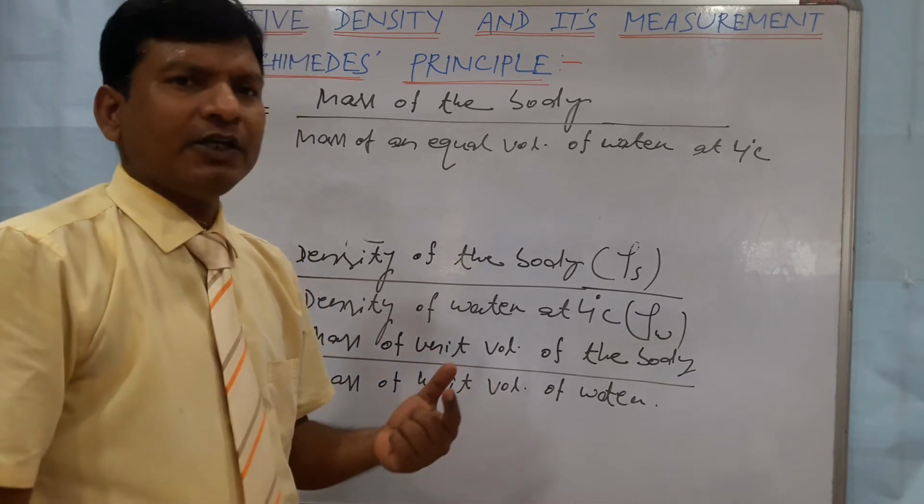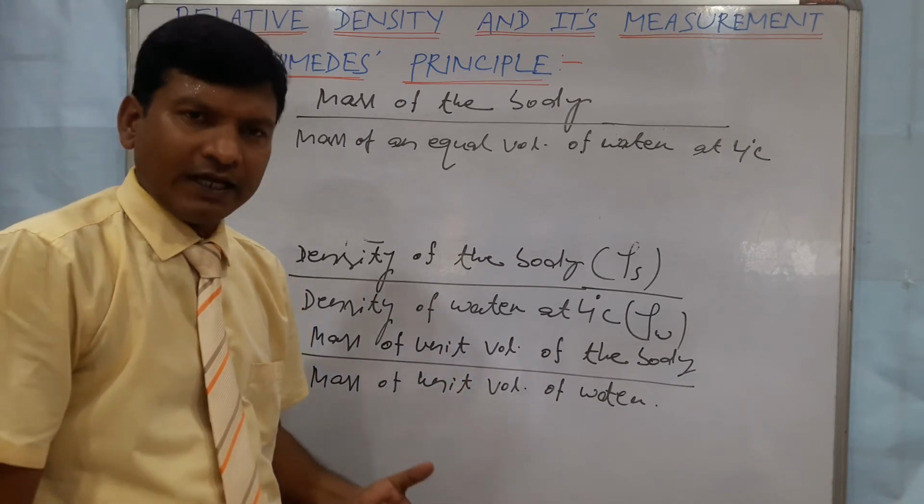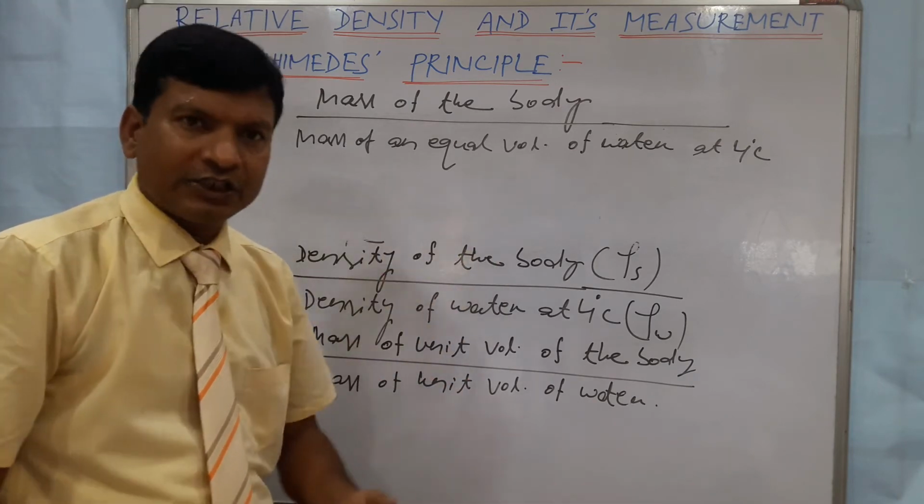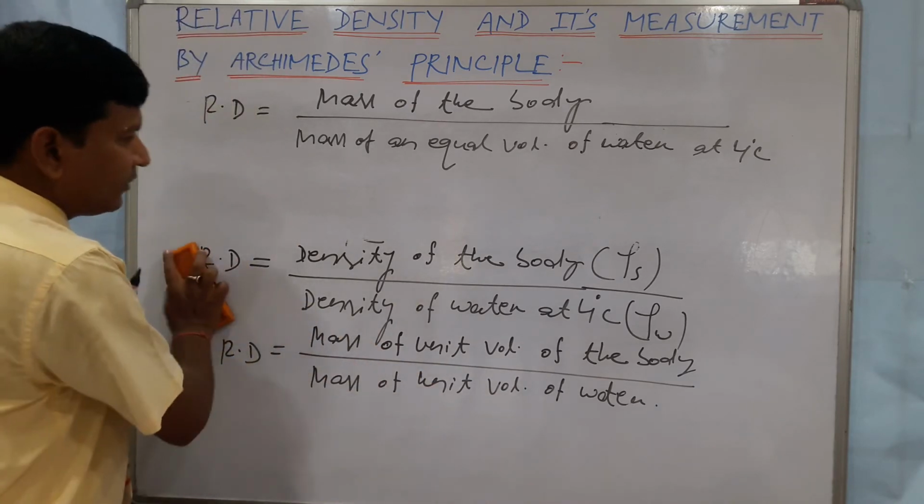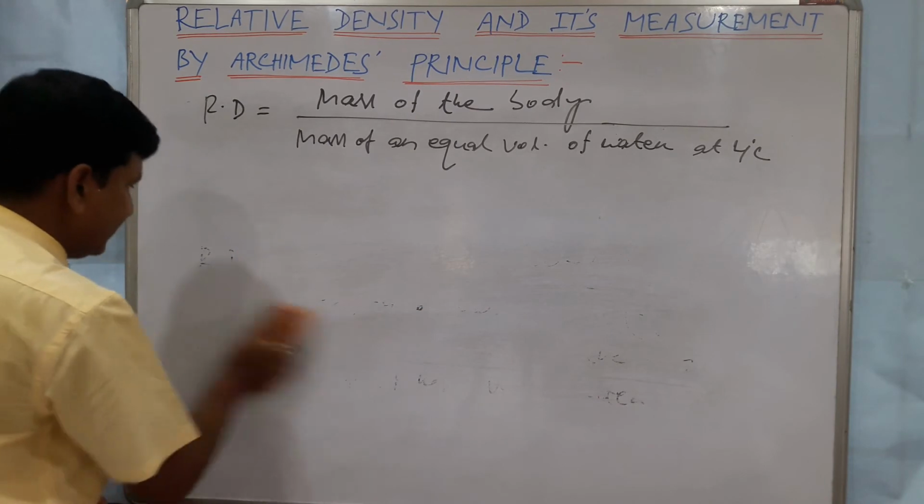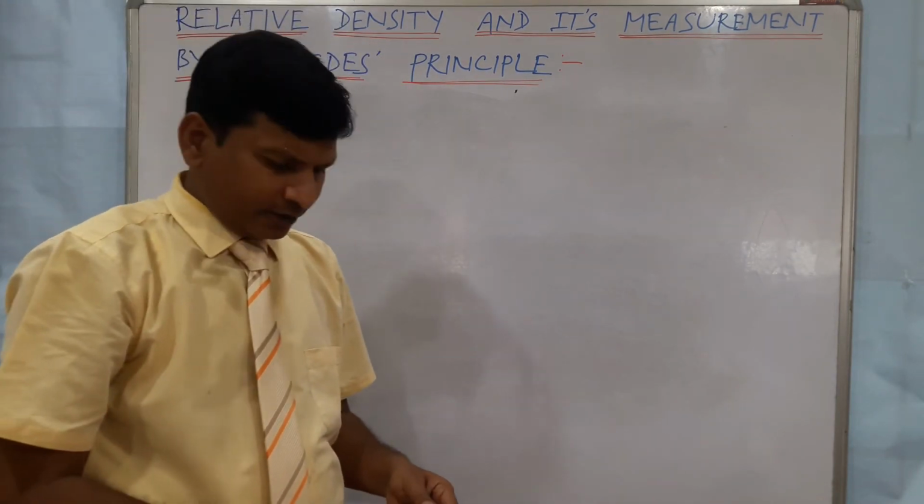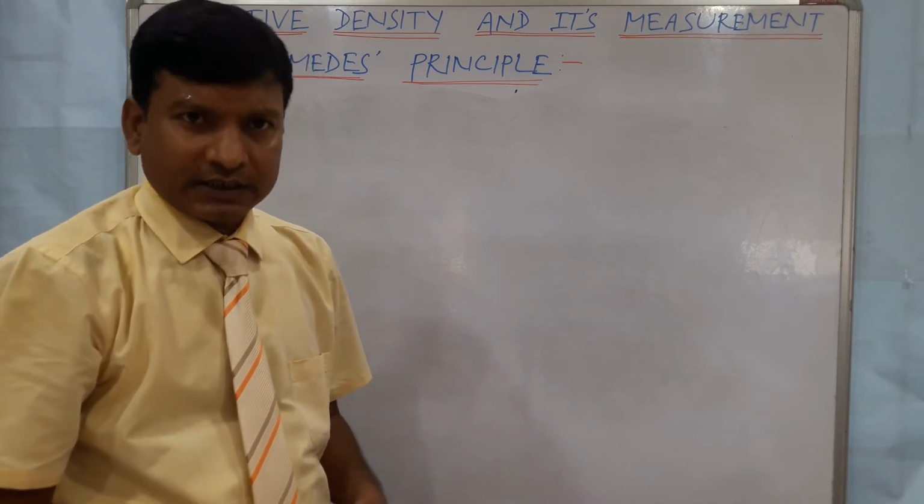The density has a unit, but the relative density does not have any unit. Why? Because it is a pure ratio. Therefore this is a unitless physical quantity. Remember that it has no unit. Now let's see how the relative density of a body is related to the density of a substance.